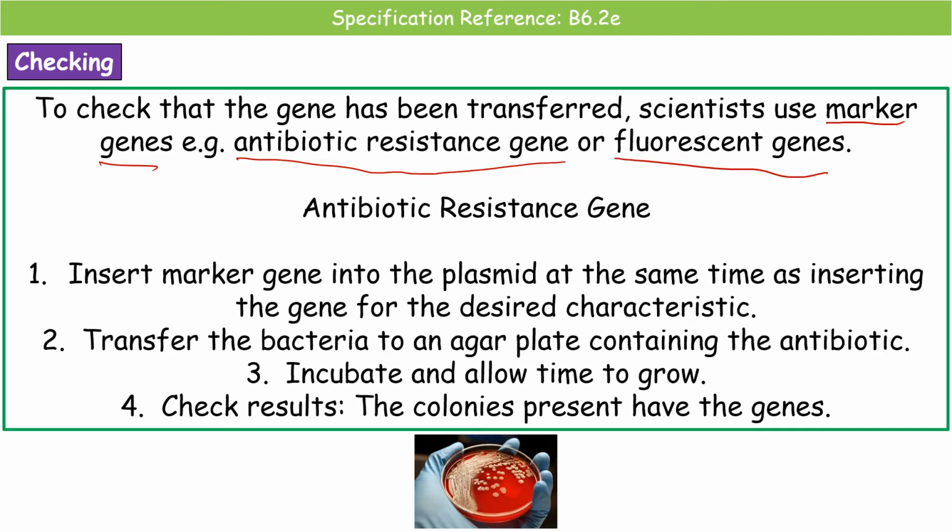We then place that bacteria onto an agar plate which contains the antibiotic it's meant to be resistant to, incubate it, give it time to grow, and then when you take out that agar plate, any colonies present will have the antibiotic resistance gene. So they will have the human insulin gene too. If they don't exist on the plate, it's because they weren't resistant to that antibiotic and therefore they didn't have the human insulin gene anyway.